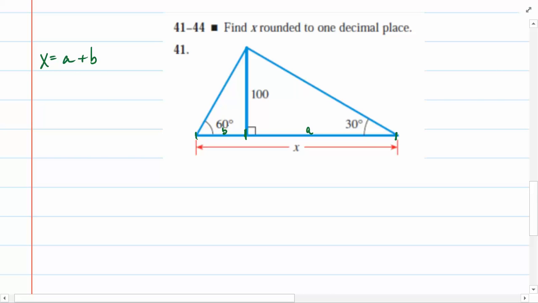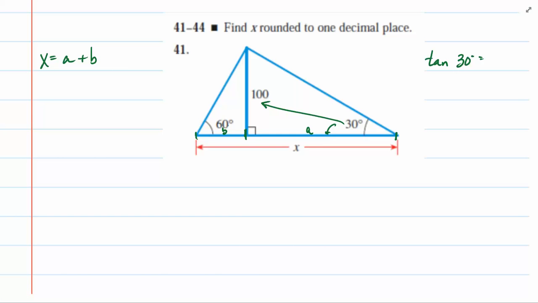Now, if I look at the triangles that I'm left with, for example, this triangle on the right-hand side, I can decide if I have enough information to solve for side length A. And I think I do, because based on this angle measure here, I have an opposite side and an adjacent side. So if I use tangent or cotangent, I can work with the angle measure 30.